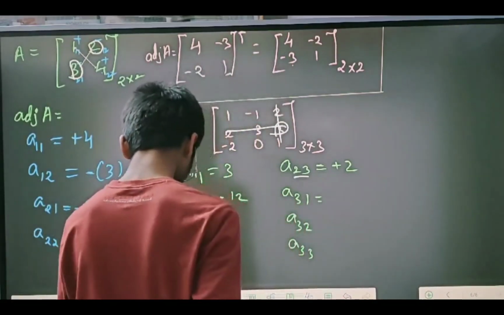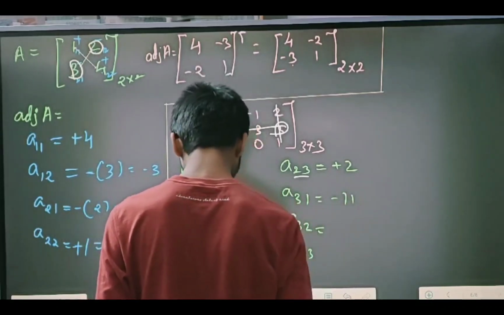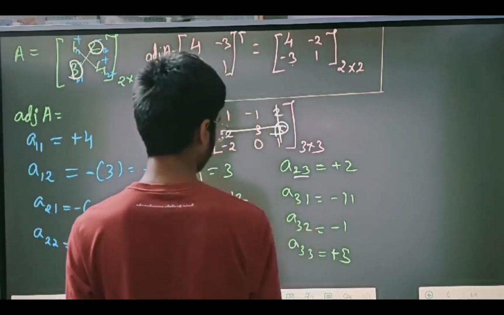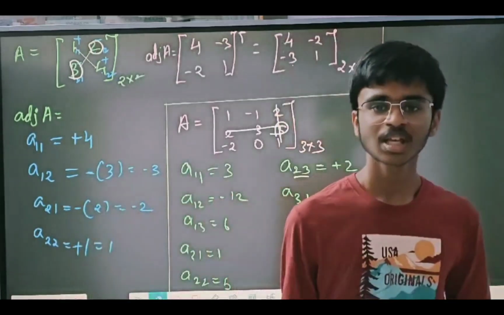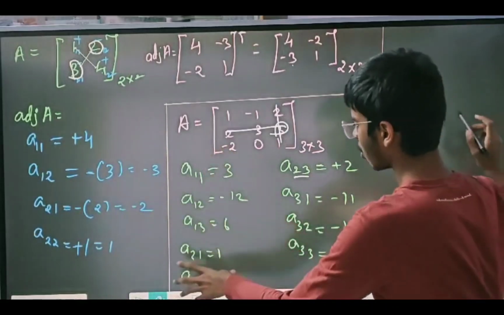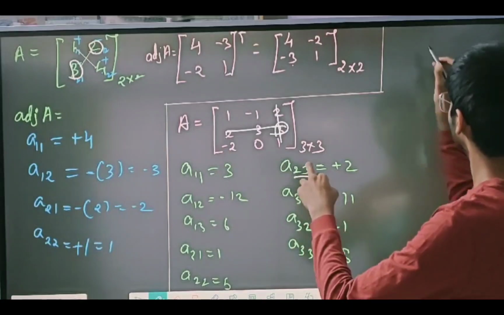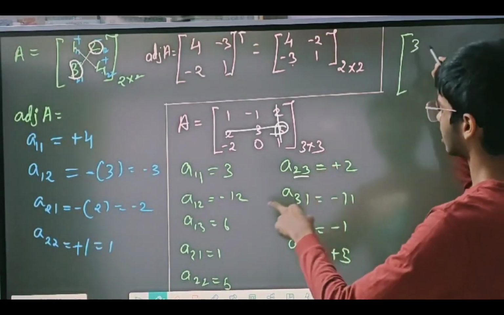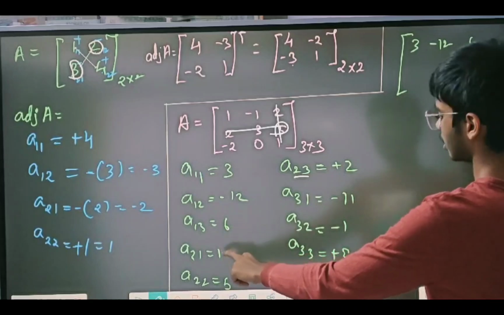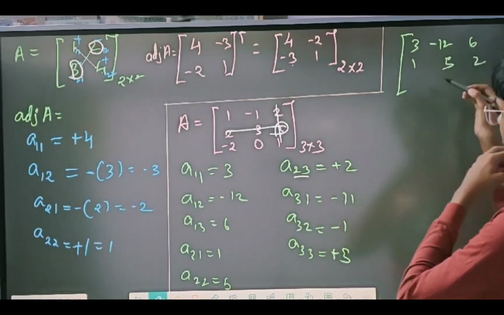Is equal to, so 3-1 is going to be minus 11, and 3-2 is going to be minus 1, and it's going to be plus 5. That's it. So I've got all these elements. So instead of writing them in their positional order, that means instead of writing this 3 here, this 2, 1, minus 2, and this is there, this is there, and this is there.